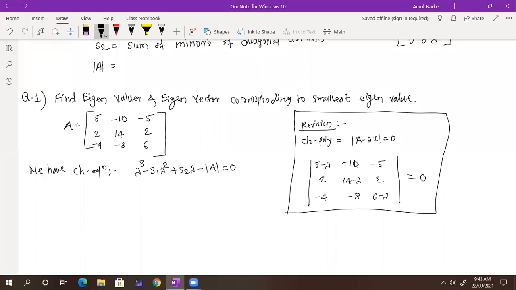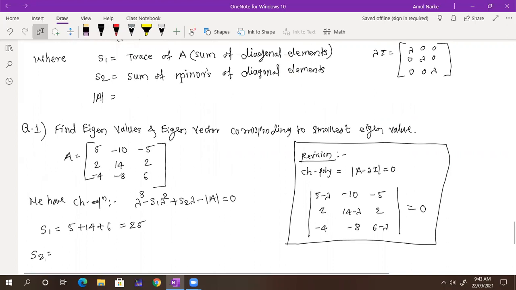So S1 we know is the trace of A. The trace is nothing but 5 plus 14 plus 6, so you are getting 25. Now S2, what is S2? It is the sum of the minors of the diagonal elements. Whatever diagonal elements we have, we need to find out their minors and add them.